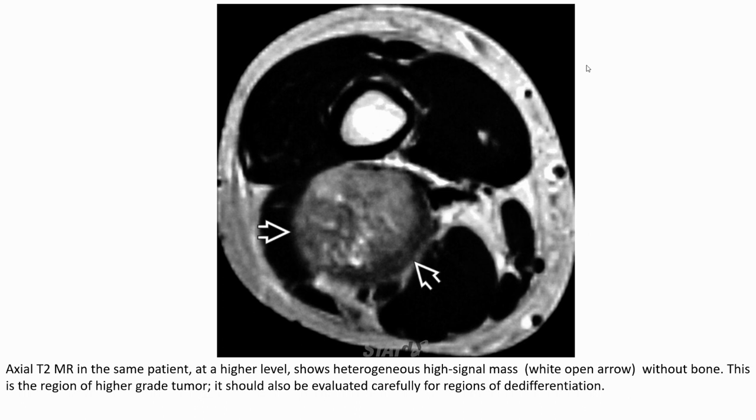T2 image of the patient at a higher level shows a heterogeneous high signal mass without bone. This is the region of higher grade tumor. It should also be evaluated carefully for regions of dedifferentiation.